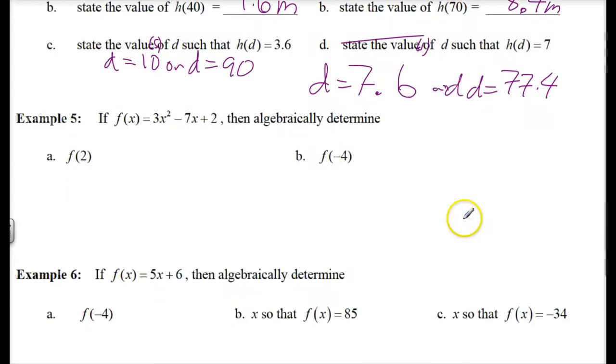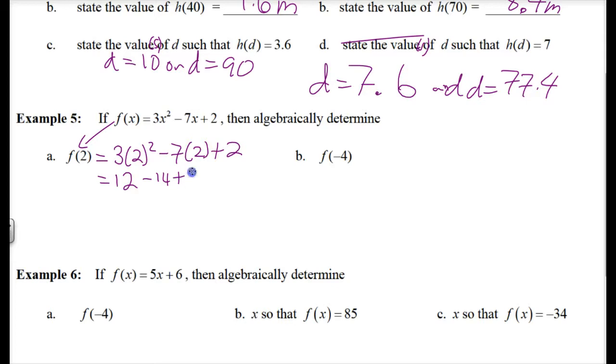Next up, if f of x equals 3x squared minus 7x plus 2, then algebraically determine, no calculator, f of 2. Well, you've got the formula there, right? So when we write f of 2, we rewrite the formula, but everywhere we see x, we replace it with a 2. So that's 3 times 2 squared, which is 4, so that's 12 minus 14 plus 2, so 12 plus 2 is 14, minus 14 is 0.